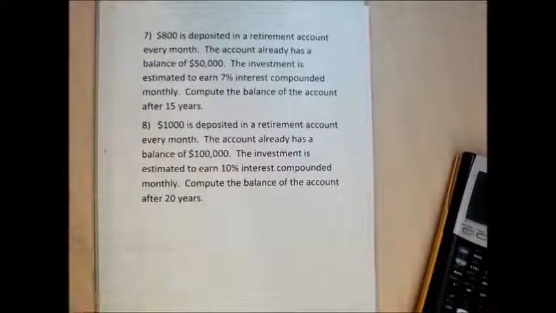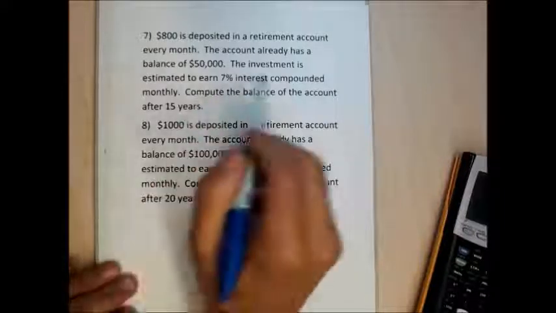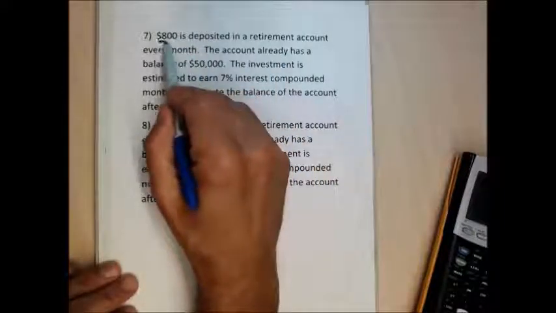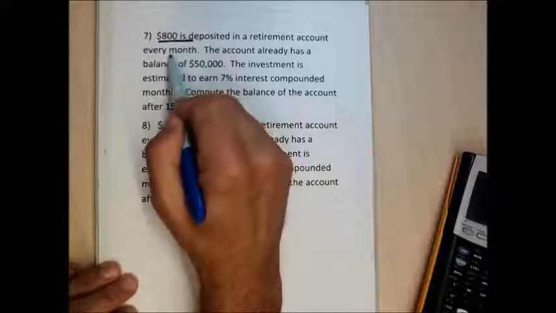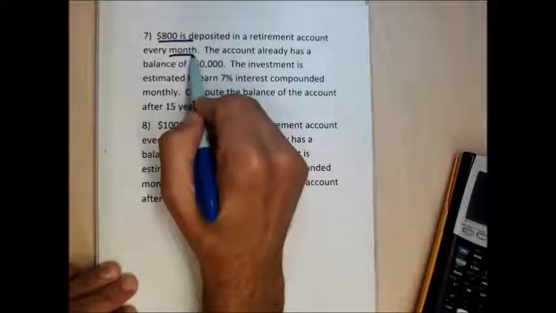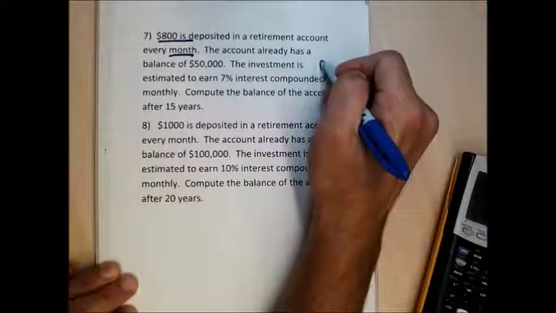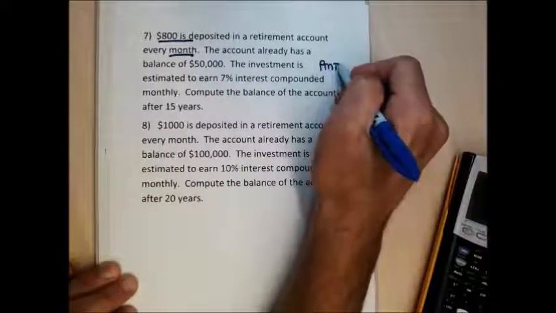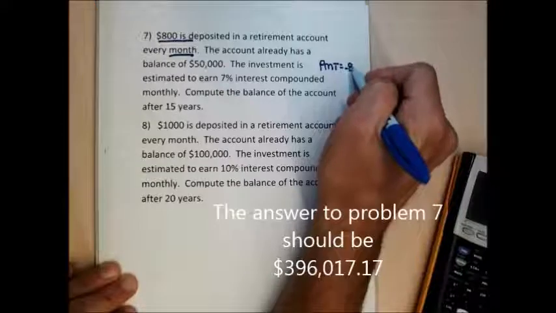I'll let you do number 7. I think I'm going to skip number 8. Let me write down the number 7 for you. It's exactly the same kind of problem. The big trick here is it says $800 is deposited in the retirement account every month, not every 2 weeks, not twice a month. The PMT, that's still easy. That's going to be a negative 800.